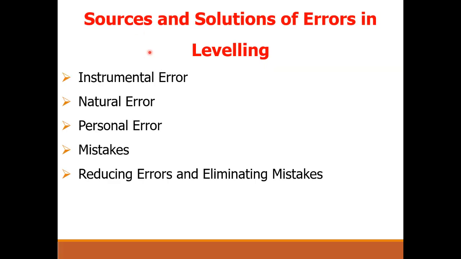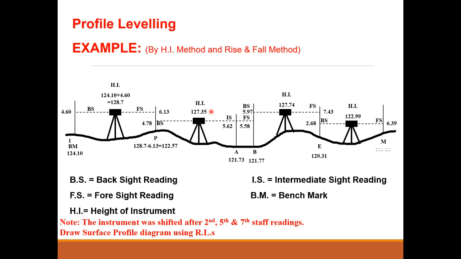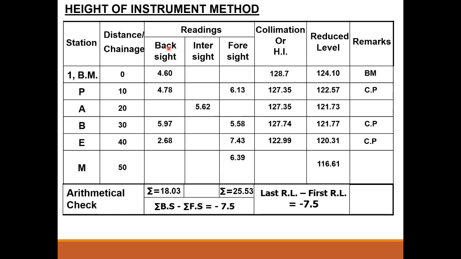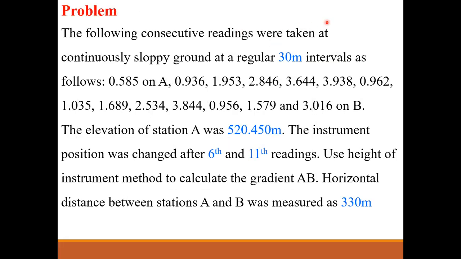So these were the common errors in the previous lecture: instrumental, natural, personal errors, mistakes, reducing errors and elimination of mistakes. Okay, this was the example. We solved this example by height of instrument and rise and fall method in the previous lecture. We have discussed it in detail. This was the table drawn for the previous example by height of instrument method, and this was the table drawn for rise and fall method.